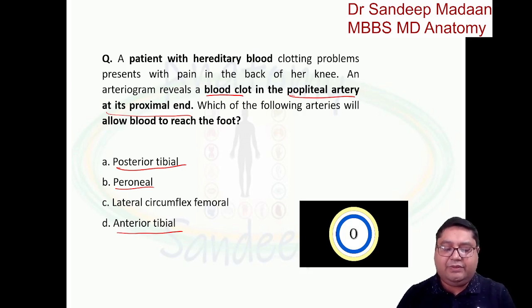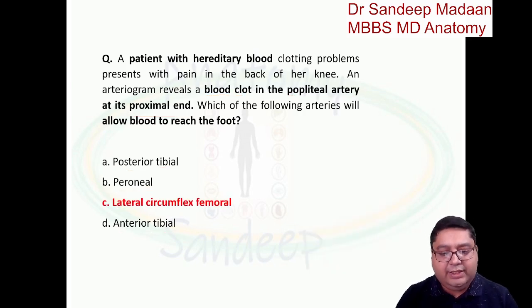Lateral circumflex femoral and the medial circumflex femoral are the branches of profunda femoris, which is a branch of the femoral artery. So among these options, this can be the only possible artery which will allow the blood by making the anastomosis around the knee joint. Okay, let me discuss this.